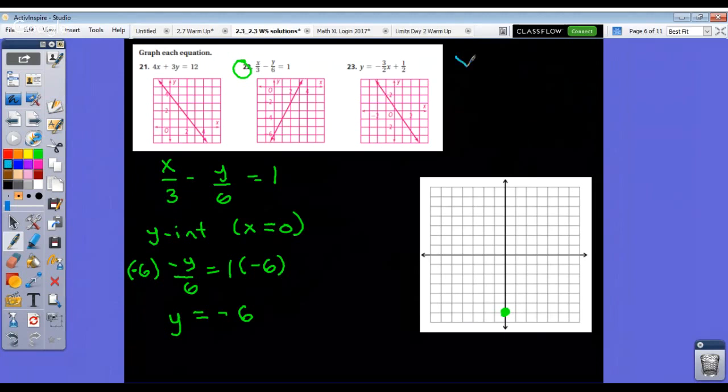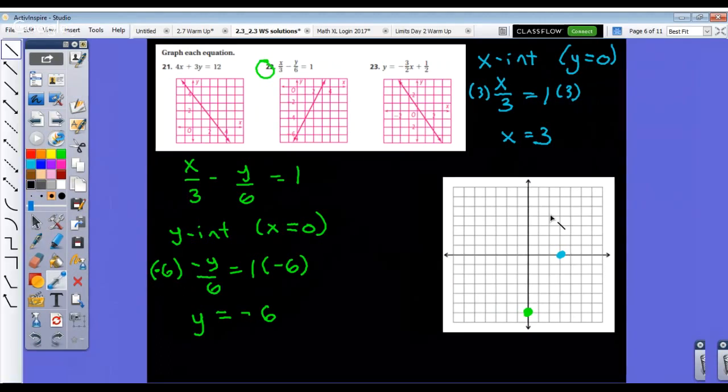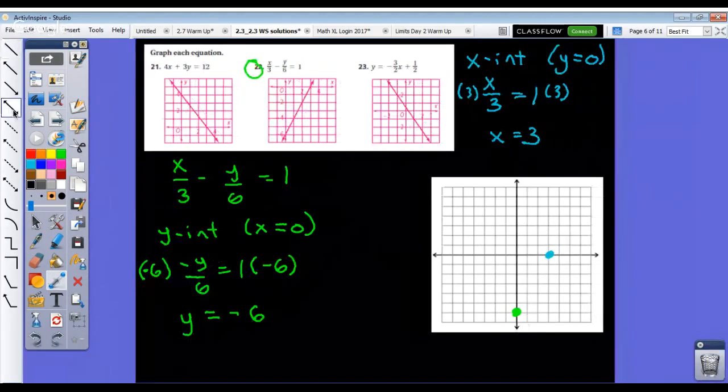I'm going to repeat the process, but this time I'm looking for the x-intercept, which means we're going to set y equal to 0. So the y piece we can ignore. x divided by 3 equals 1. It's divided by 3, so I'm going to multiply, and that gets me x is equal to 3. So along the x-axis, 3. Once I get 2 points, I can go ahead and draw the line. This time I'll use double arrows.